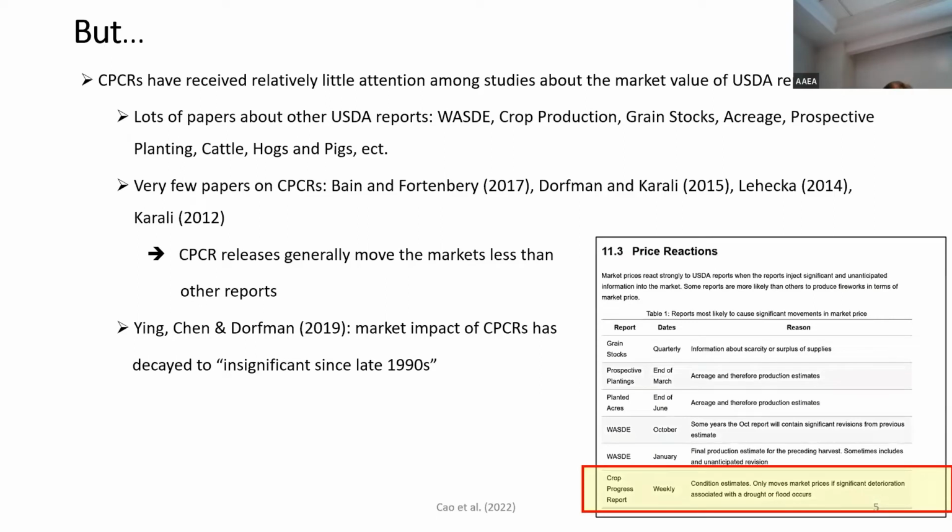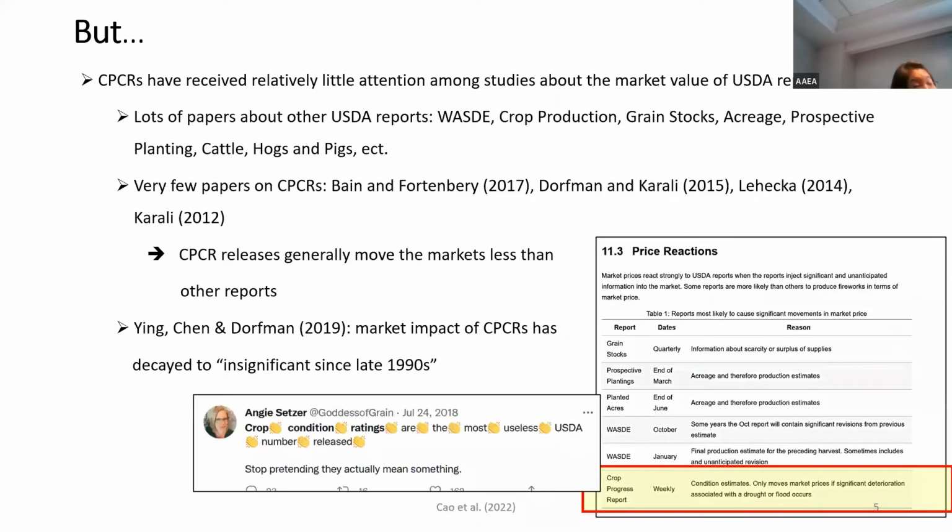Here, for example, I took a screenshot of the ebook of Professor Mindy Mallory, who used to be at Illinois, and it says that crop condition reports only move the market significantly when there is a very large deviation from the normal condition that's necessary for crop development. And then I found this one on Twitter also saying that basically crop condition rating is the most useless USDA report. It's a waste of money.